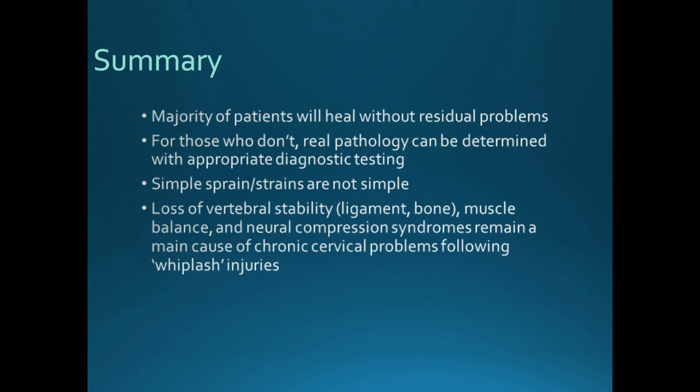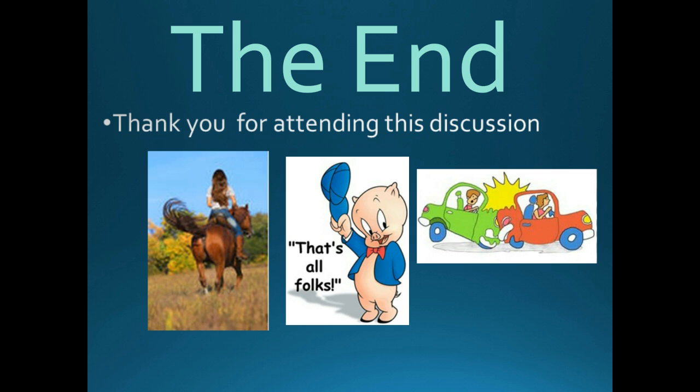For those who don't heal, we have to do specific testing to find out where the problem is. And the simple sprains and strains are really not simple at all, because as a result of these forces, we can lose stability of the spine, we can lose balance of muscle left to right, and we can develop a whole series of neural compression syndromes that remain a significant cause of the problems that our patients tend to live with.